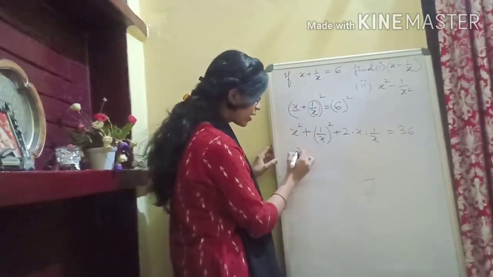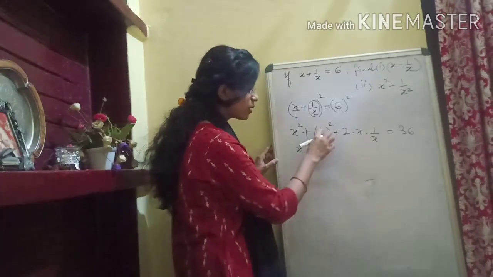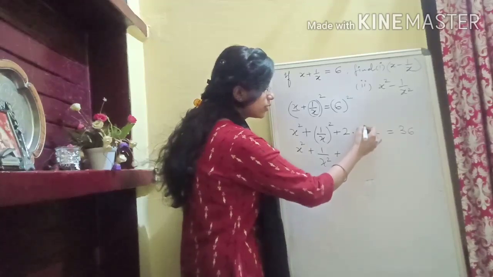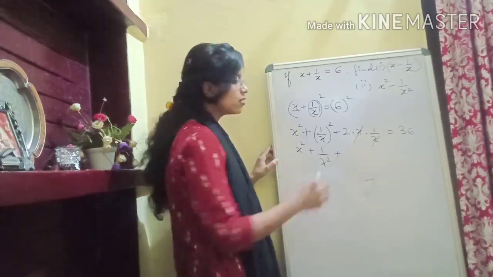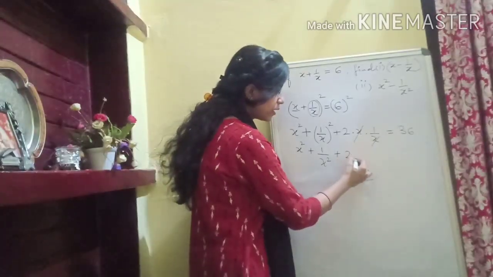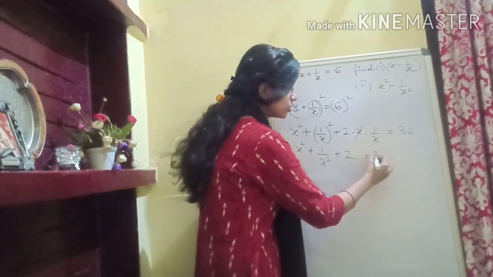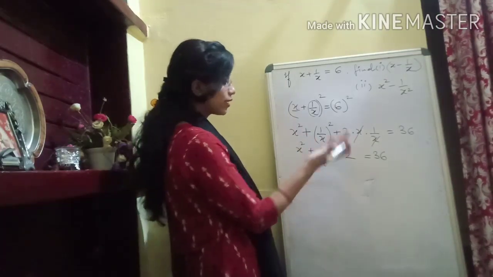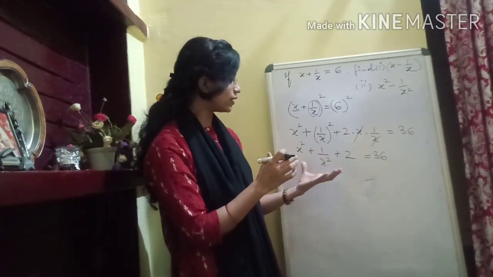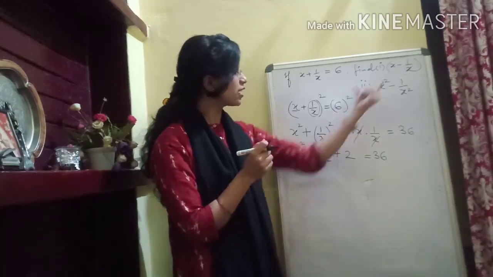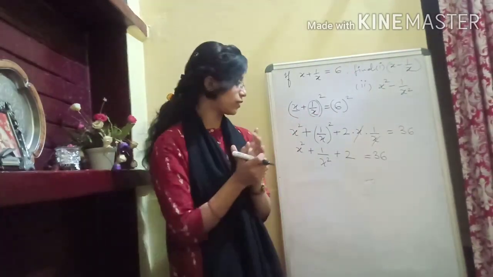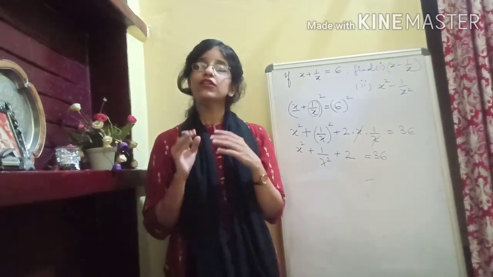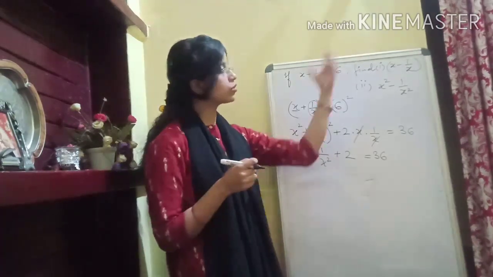Now let us simplify. X square plus 1 upon x whole square would be 1 upon x square, plus this x and this x will get cancelled. 2 into 1 will be simply 2, is equals to 36. Is it clear? For now we are not getting anything. Here we have this thing and we have to get x minus 1 upon x. See what I am going to do just now. You can calculate this value and then you can square and then put.